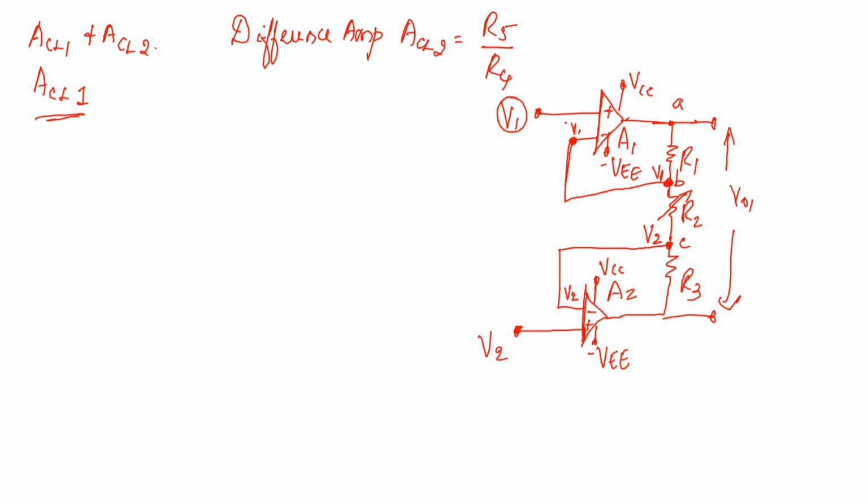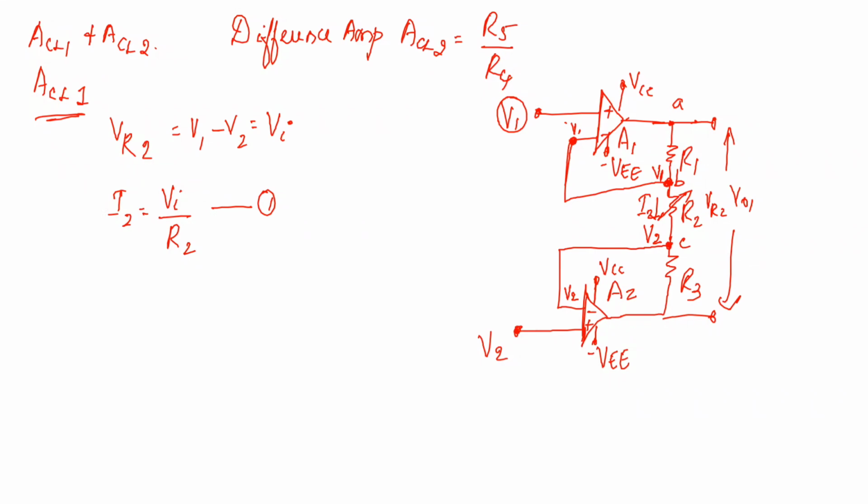Now what is your voltage across your R2? If I take it as VR2, VR2 will be equal to V1 minus V2, right? Let me take this as VI, differential voltage VI. Now if I assume that the current flowing is I2, I2 will be equal to VI divided by R2. Let me take this as equation 1.